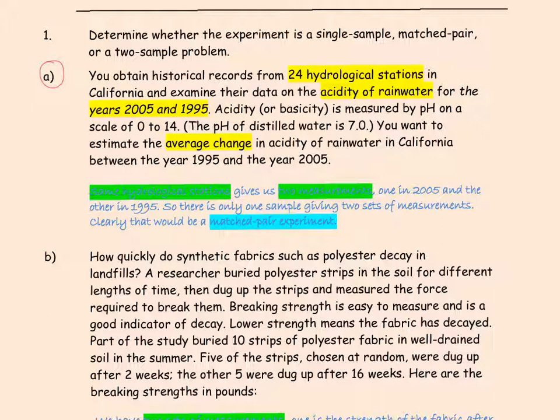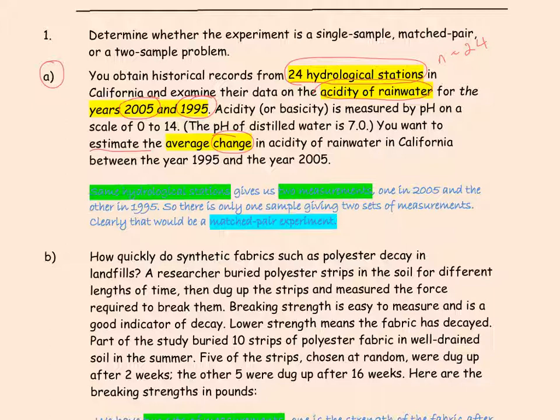So let's look at the first example. We have 24 hydrological stations, so that looks like our sample, and our sample size is 24. And what are we measuring in each of these stations? We are measuring the acidity of rainwater, and it is being measured in two separate years. So in 1995 and 2005. And what we want to do is estimate the average change. So the minute we see the word change, we know we have to take the difference between two readings.